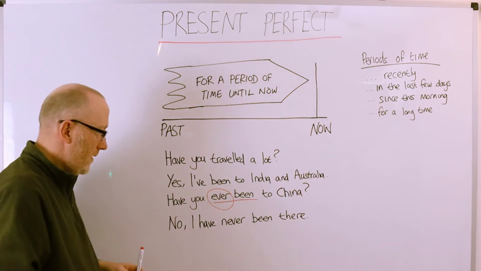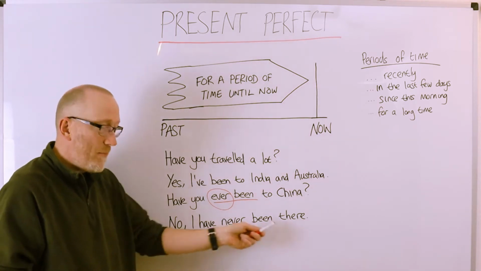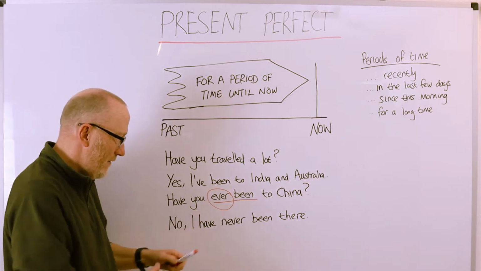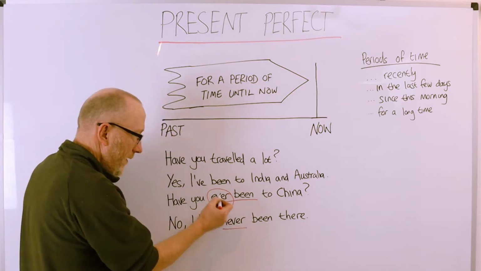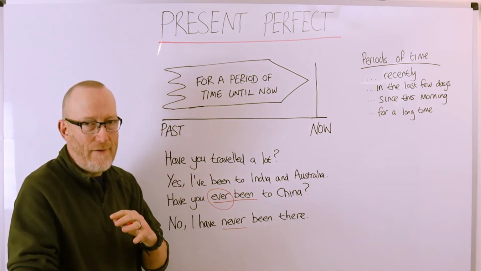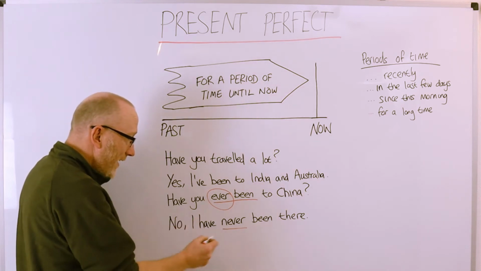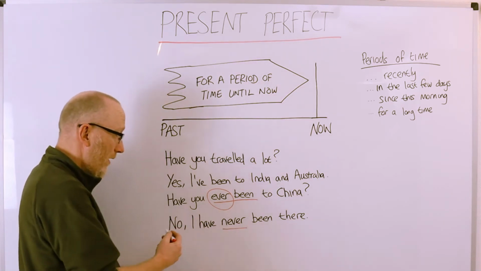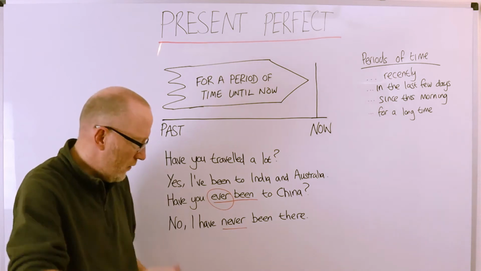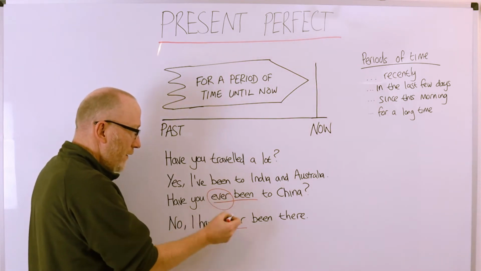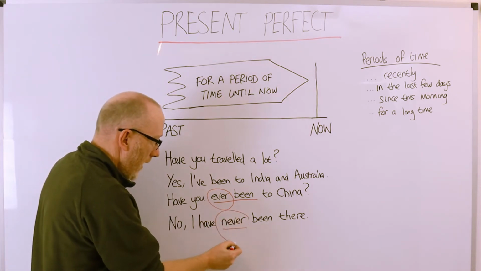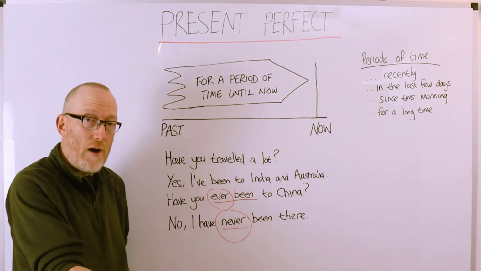Now, the answer, in this case, no, I have never been there. So this is a negative. So never is obviously the negative version of ever. So in this answer here, no, I have never been, we wouldn't say no, I have not been there because it doesn't sound natural, it's not fluent. So if anyone uses ever in a question and the answer is no, then you would reply using I have never, not I have not.